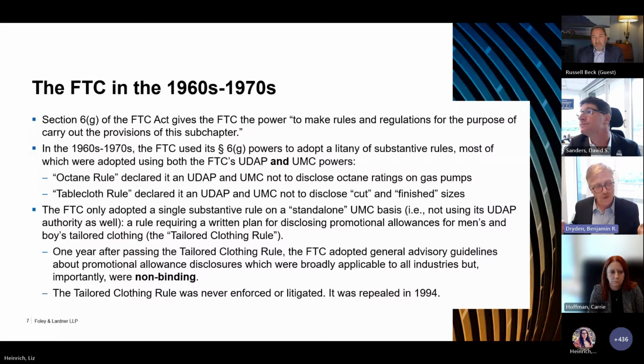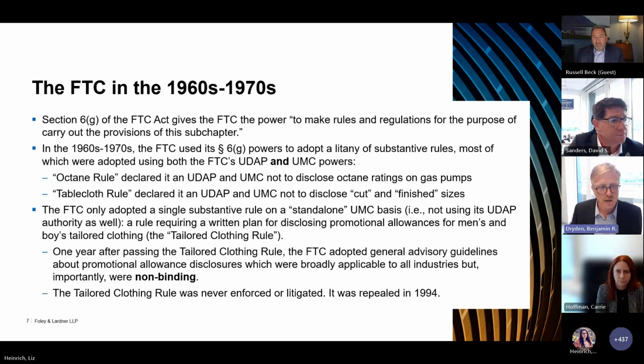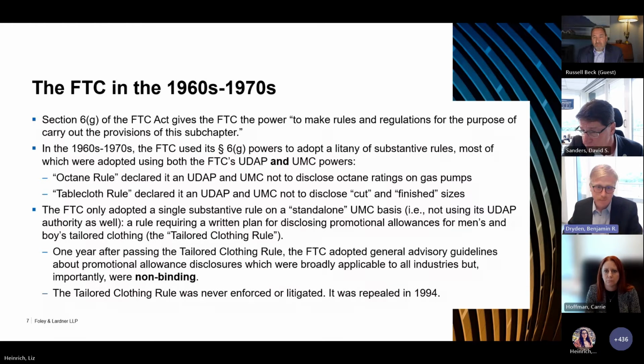The tailored clothing rule. The tailored clothing rule was never enforced. It was never litigated. And in fact, just a year after promulgating the tailored clothing rule, the FTC adopted more general advisory guidelines about disclosing promotional allowances. But those general advisory guidance were not binding. They didn't purport to have the force of law, but largely by virtue of that general advisory guidance coming out, the FTC just never had occasion to enforce or litigate the tailored clothing rule.